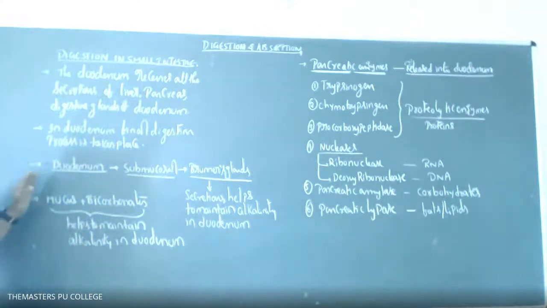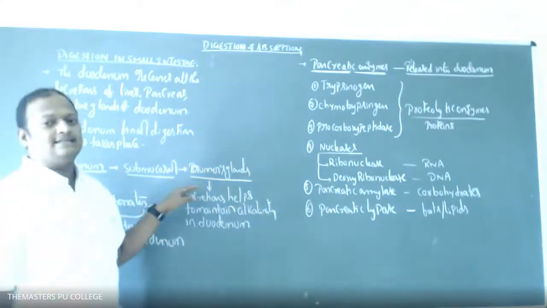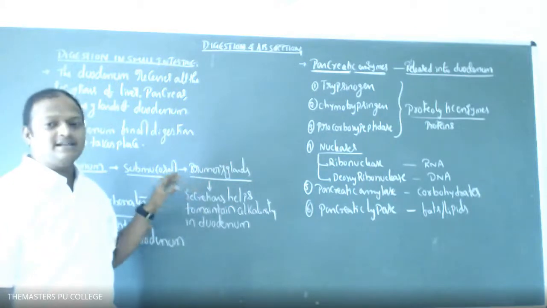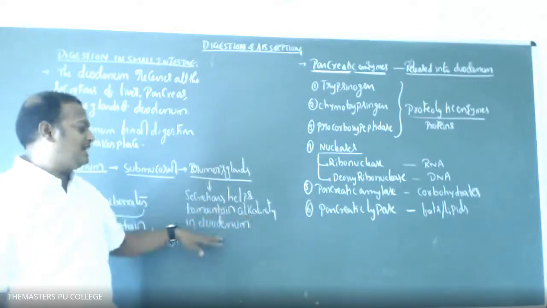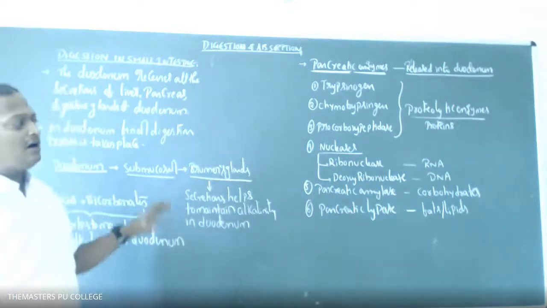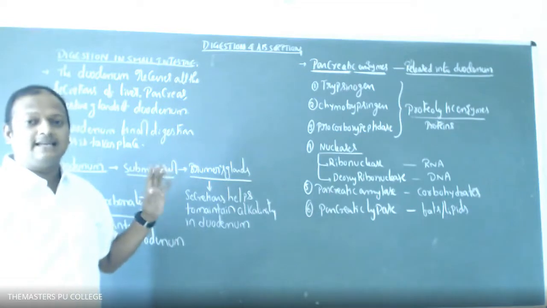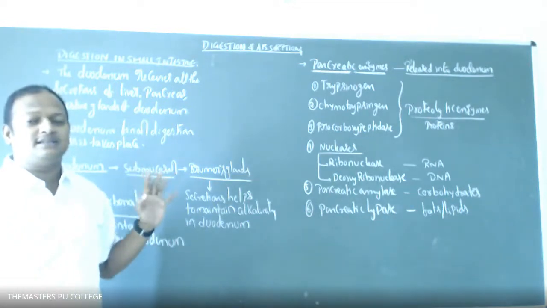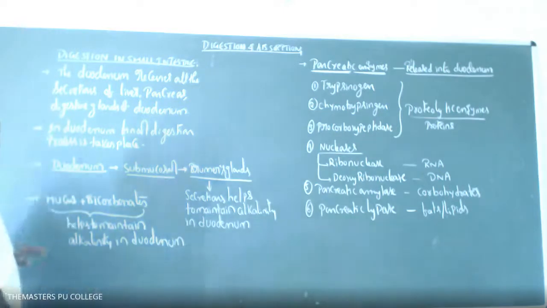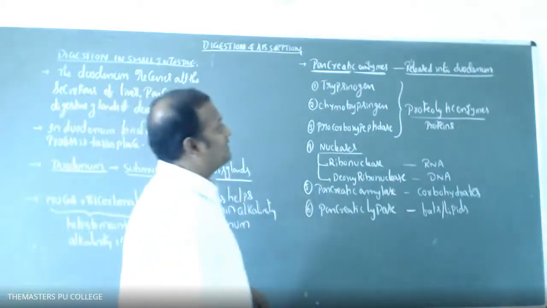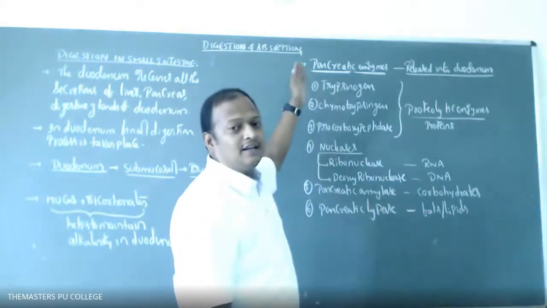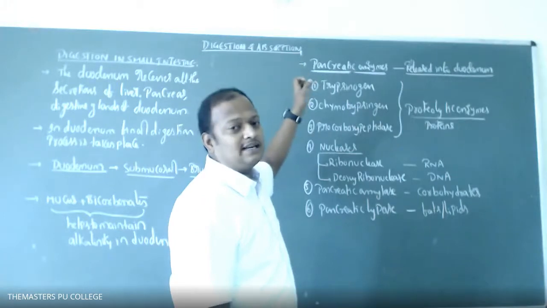Next one, the submucosal layer of the duodenum has Brunner's glands, whose secretions help to maintain alkalinity in the duodenum. All the enzymes work in alkaline condition only, that is, in a base condition only. So mucus and bicarbonates also help to maintain alkalinity in the region of the duodenum. Clear, students?